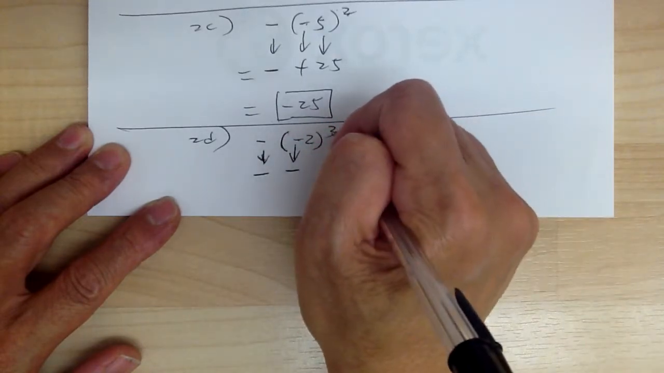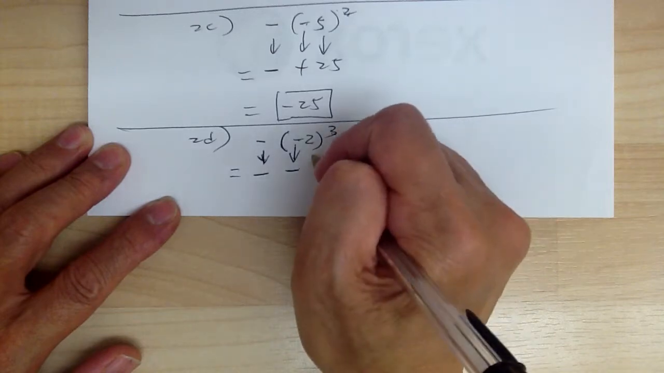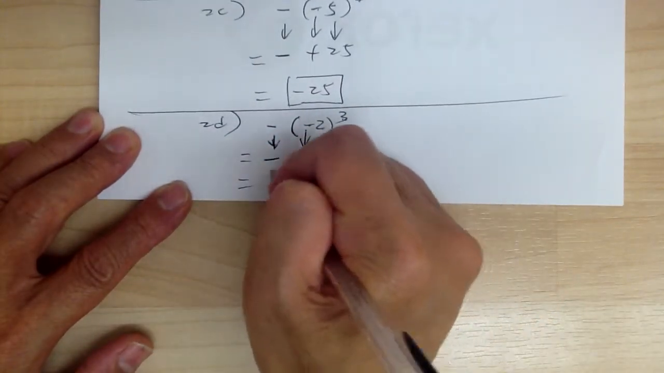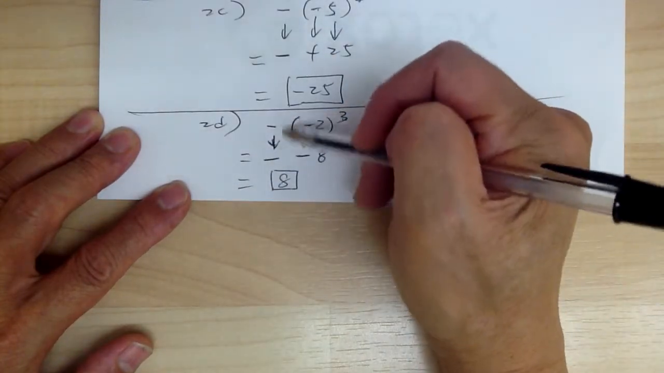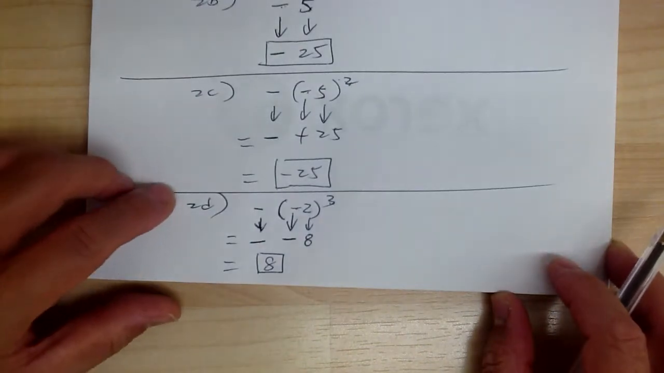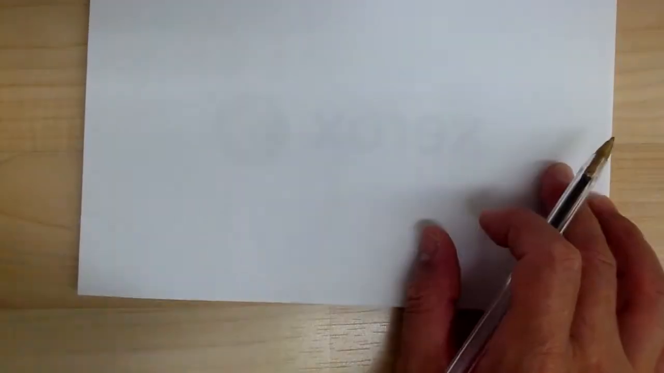2 to the 3 power is 2 times 2 times 2, so it gives you 8. So this part will give you 8. So your total result would be positive 8. So make sure you show your steps, go down step by step. It helps you think it through, so that way you don't make lots of mistakes. Okay, let's go to example 3.